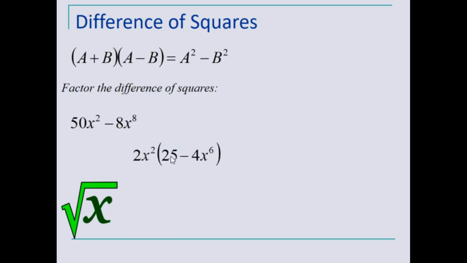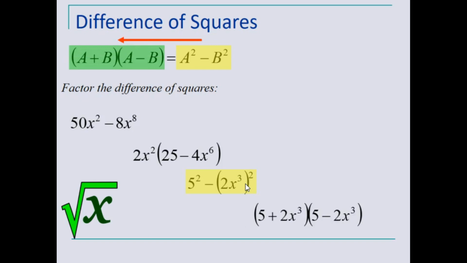So moving forward with our factored binomial here, 5 quantity squared for the first term and 2x to the third for our second term that's squared tells us our a and our b values for our conjugate pair.